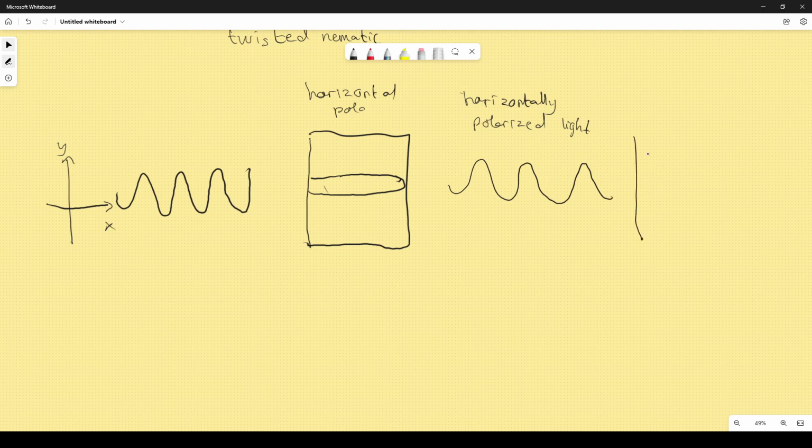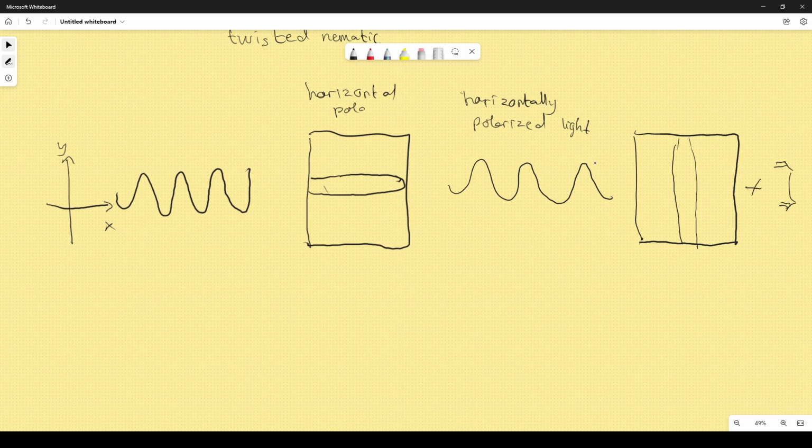The same thing will happen if we let this polarized light into another polarizer, but this time I'm going to make it vertically polarized. What will happen is there will be no light at all that our eyes would see. This is our eyes. Sorry, our eyes have hair on them. So there will be no light at all.